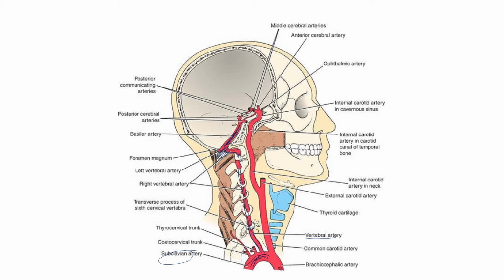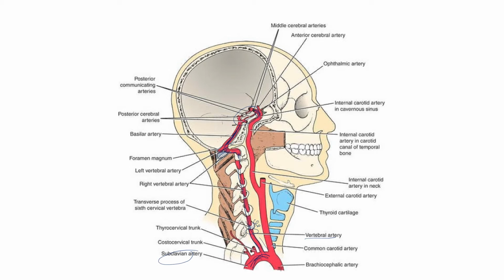This basilar artery posteriorly and the internal carotid artery anteriorly anastomose and form a circular or hexagonal structure, and this is basically the circle of Willis. This network of vascular channels is known as the circle of Willis. You can see the basilar artery giving some branches and the internal carotid artery giving some branches. These two parts unite and form a network, and that becomes the circle of Willis.